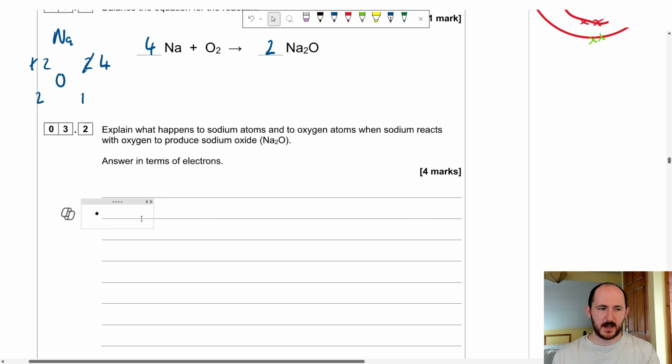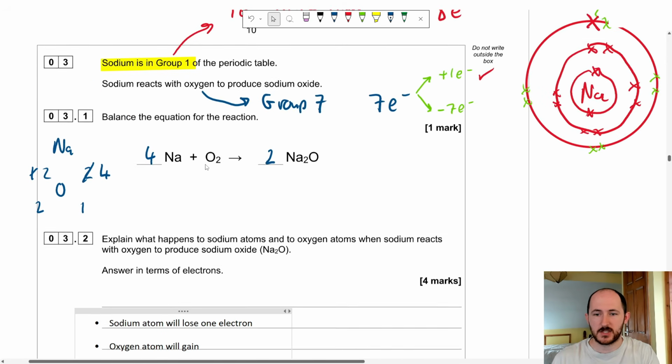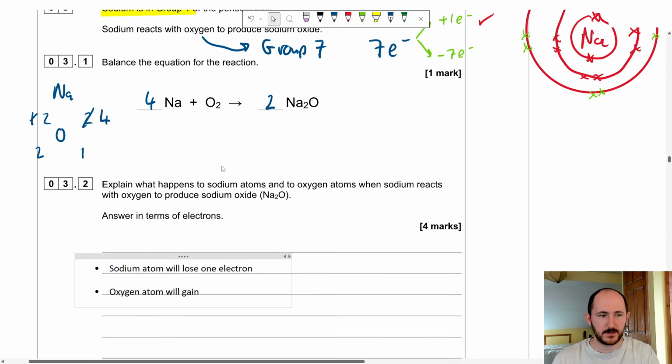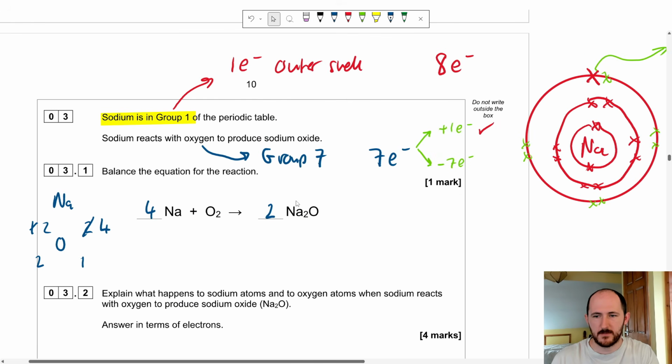So let's type that up now. So the first thing is that the sodium atom will lose 1 electron, and the oxygen atom will gain, in this case, 2 electrons, right? And again, the reason for that, bear in mind, is because it's 2 sodiums to any single oxygen.